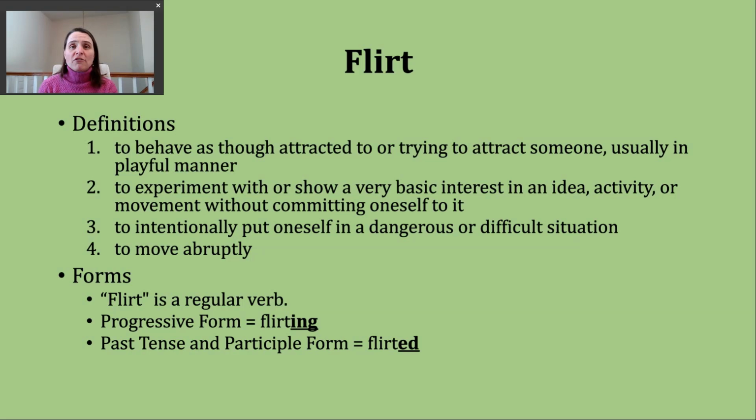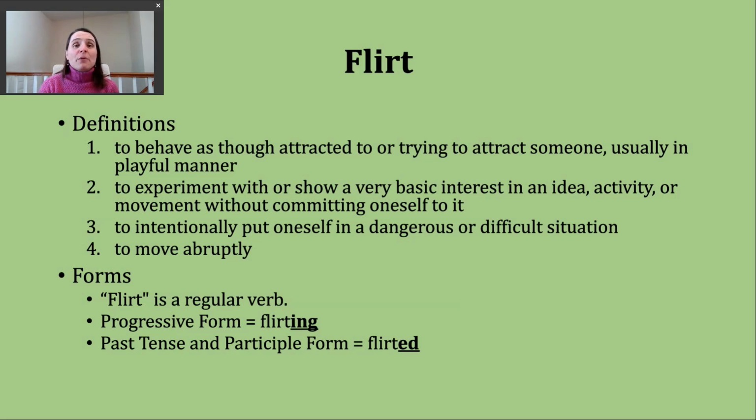Our base verb flirt ends with an unvoiced T sound. So when I add that ed ending, I'm going to need to add an extra syllable as I say the past tense or participle form. So I'm going to add an id sound to the end of this verb. It should sound like this: flirted, flirted.